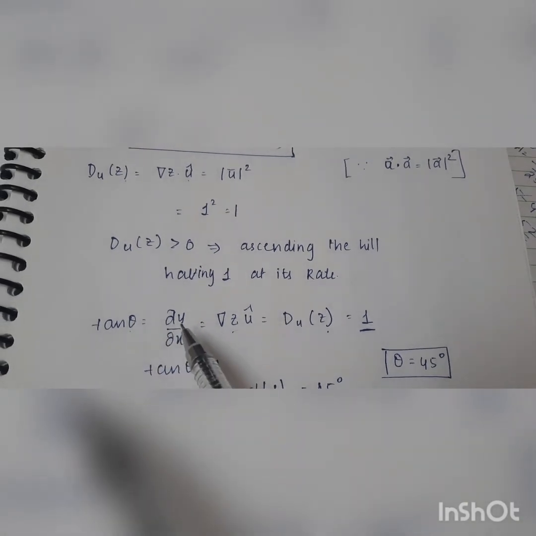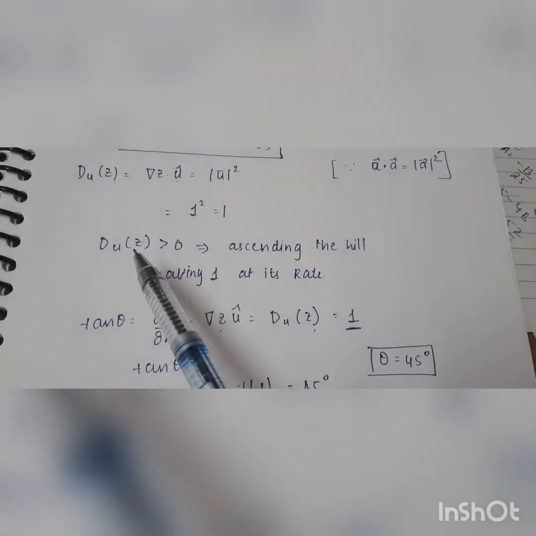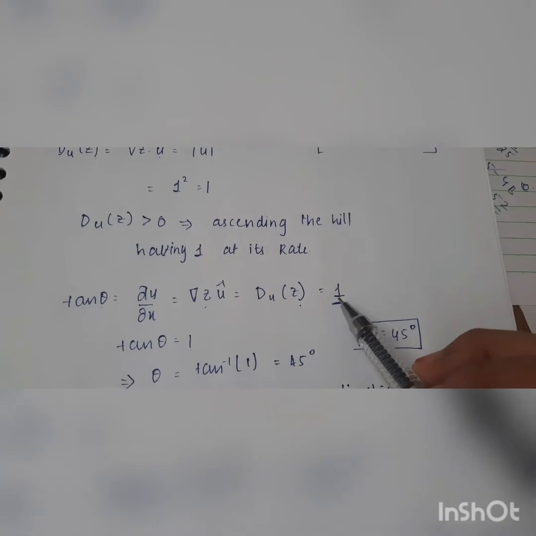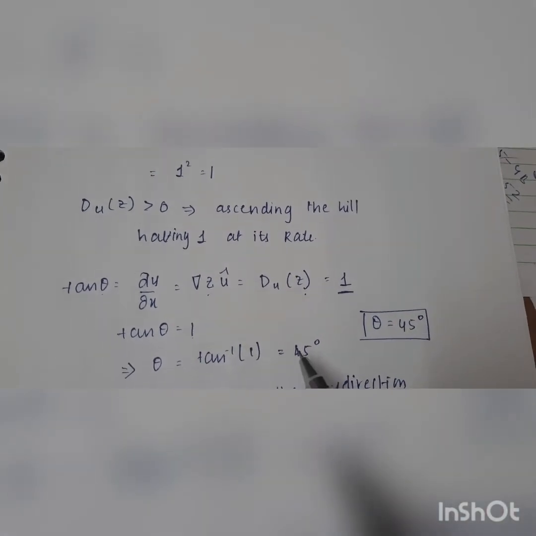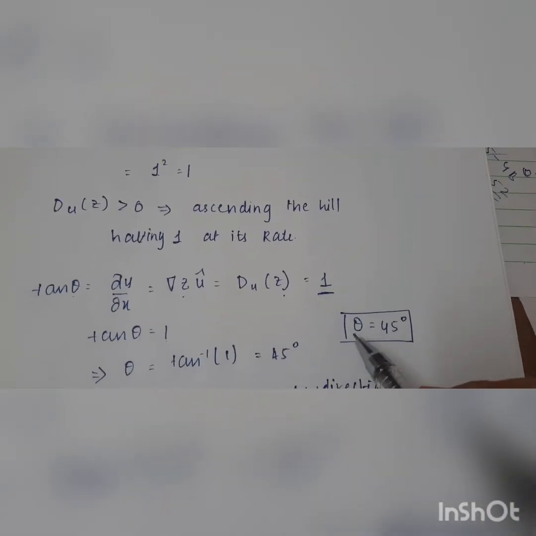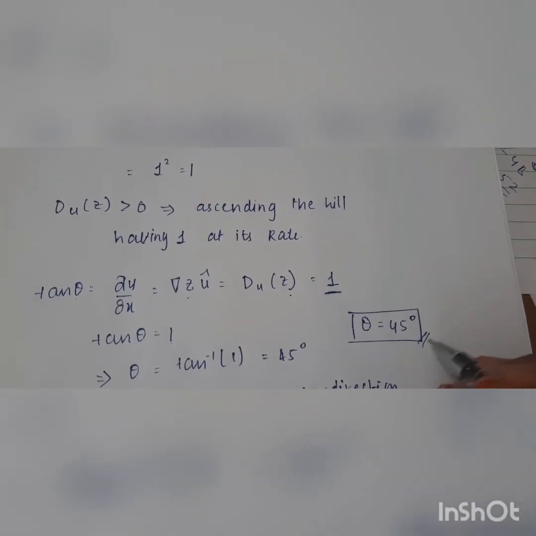Okay. So now for finding the angle, we need to find the value of tan theta, and tan theta is equal to dy by dx, which is nothing but the rate, and we know that the rate is 1. So tan theta is equal to 1, theta is equal to tan inverse of 1, that is 45. So theta is equal to 45 is our ultimate answer. Thank you.